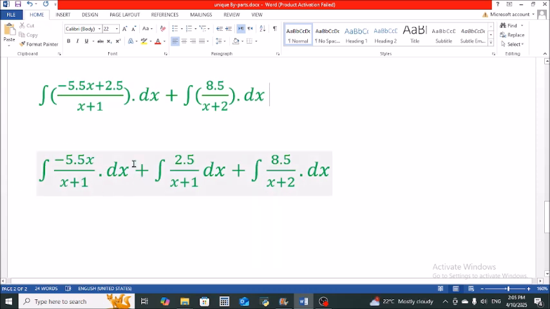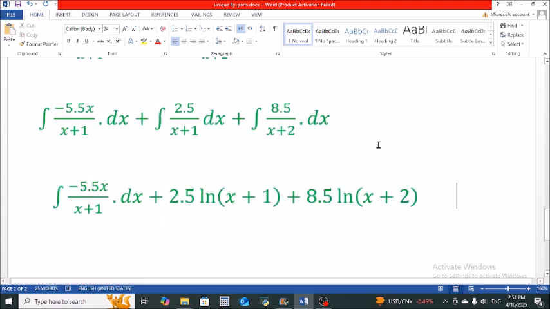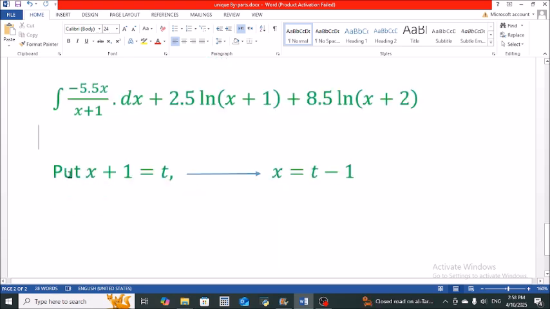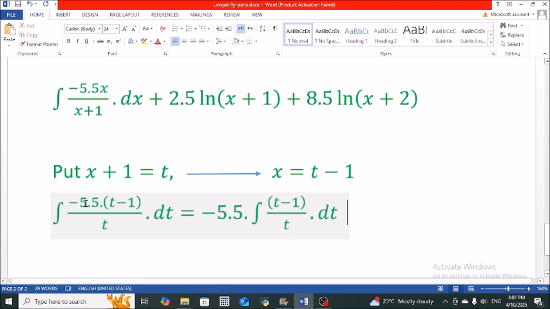But what would we do with this integration? I explained it before in one of my videos, and I will repeat it here also. So here it is, the next step of our three integrations, 1, 2, and 3. So I solved the second and the third, 2.5 ln x plus 1 plus 8.5 ln x plus 2, but I left this one to solve alone. Now we'll see how it is solved. So here we'll put x plus 1 equals t, and thus x would be equal to t minus 1. And thus our integration now becomes minus 5.5 into t minus 1 over t dt.